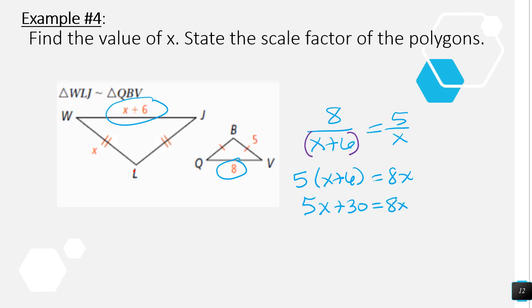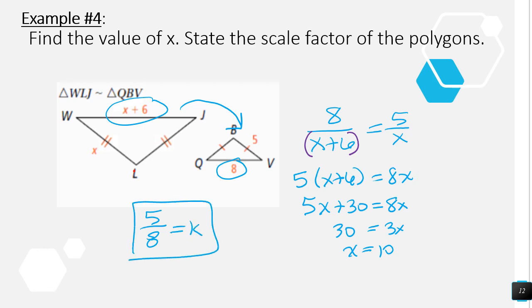And now when I finish my math on this one, I end up with 3X equals 30 and X equals 10. All right, so now that I have solved for X, you can go in and do the scale factor on this one. So when I look at this and have to decide my scale factor, I'm going to just substitute in X. So if I take 5 over 8, my scale factor is going to be 5/8. If you look from here to here, you're actually getting smaller, so that is going to be a reduction. So your scale factor is going to be 5/8.